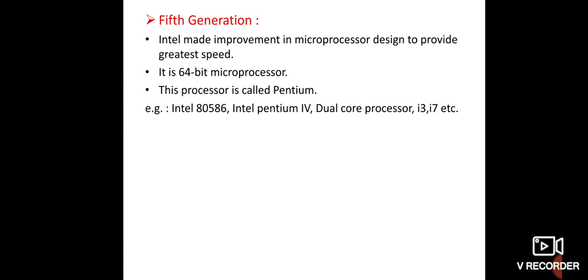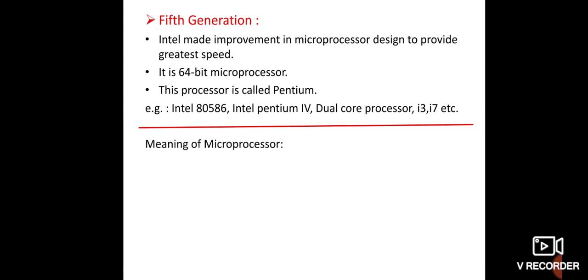So in this generation, the greatest speed. At every generation the microprocessor gets updated, with some changes in every generation. First generation 4-bit microprocessor, second generation 8-bit, third generation 16-bit, fourth generation 32-bit, and fifth generation 64-bit microprocessor, and this generation of processor is called the Pentium series. Now this is the evolution of microprocessor.